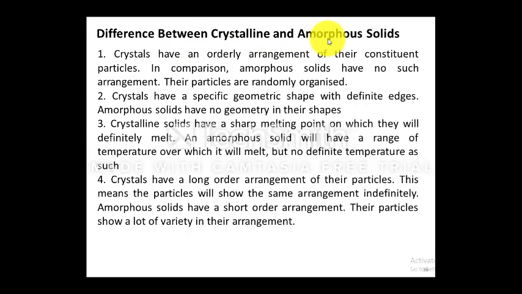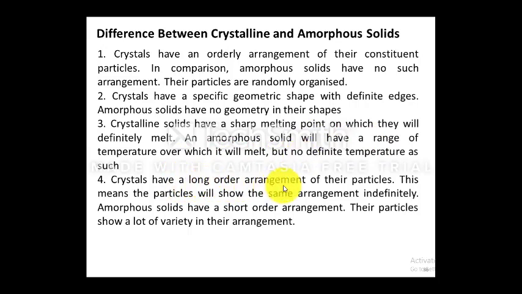These are the differences between crystalline and amorphous solids. Crystals have an orderly arrangement of their constituent particles. In comparison, amorphous solids have no such arrangement. Their particles are randomly organized. Crystals have a specific geometric shape with definite edges. Amorphous solids have no specific geometry in their shapes. Crystalline solids have a sharp melting point at which they will definitely melt. Amorphous solids melt over a range of temperature, but with no definite temperature as such.